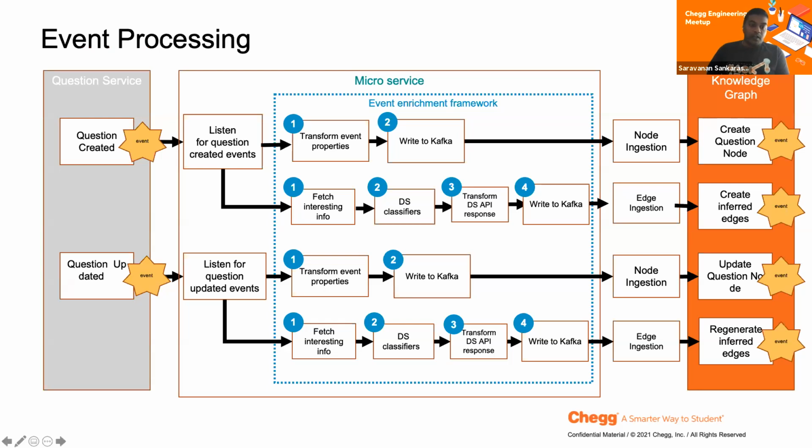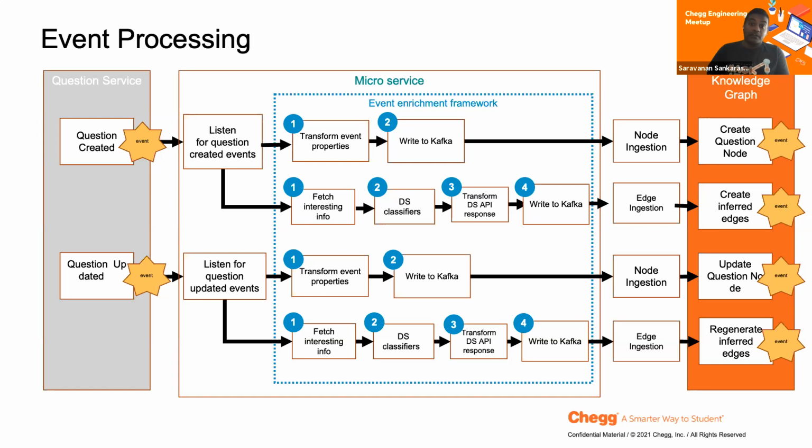So let's take a look at what happens after the event is produced. The student posts a question and the question service emits an event. Events are published to Kafka and we have a service which listens to it. What does this service do? The service listens to the events being produced and we do some event enrichment, like transforming some of the interesting properties present in that event, and push it further down the ingestion pipeline, which lands as question nodes or deck nodes into knowledge graph.